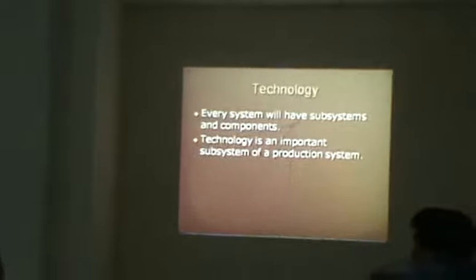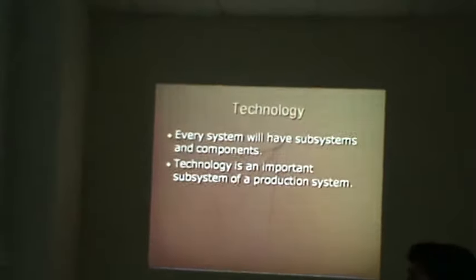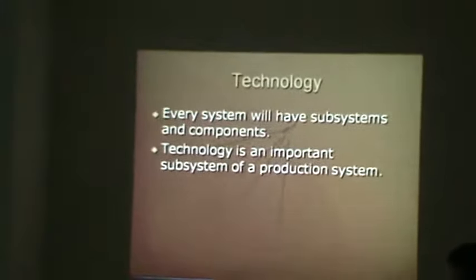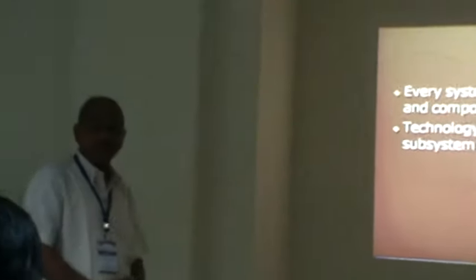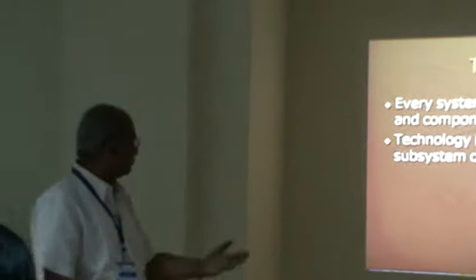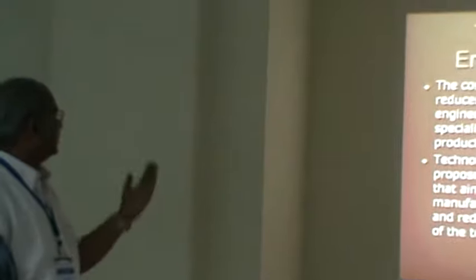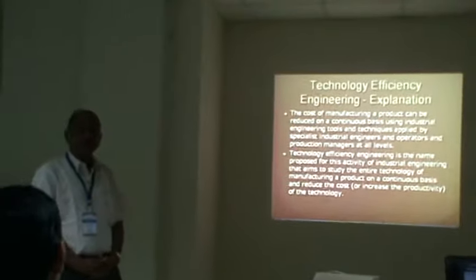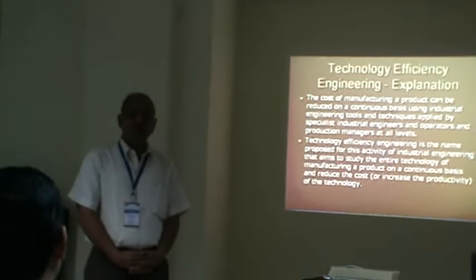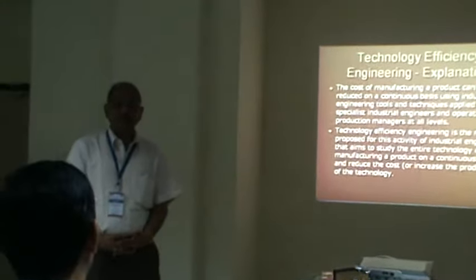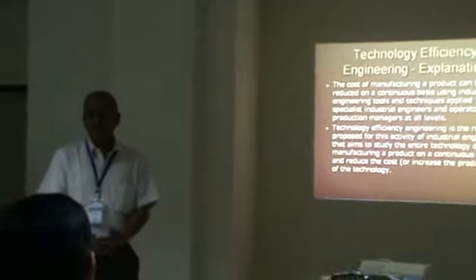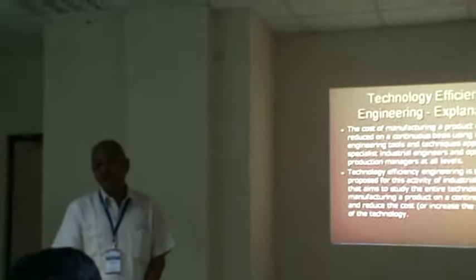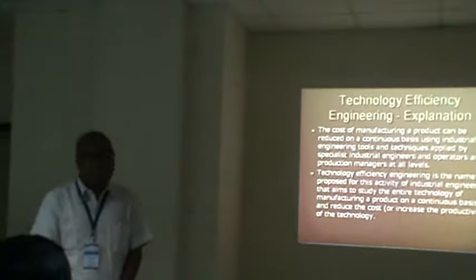So if we say from the angle of systems, industrial system efficiency engineering, every system has subcomponents and technology is also an important subcomponent of the system. Now, what exactly are you talking of? The cost of manufacturing a product can be reduced through application of industrial engineering techniques. Efficiency is cost reduction. That is what was clearly emphasized in the Toyota production system by Taiichi Ohno.